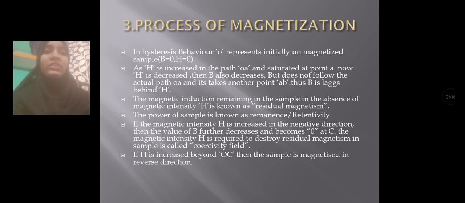The magnetic induction remaining in the sample in the absence of magnetic intensity H is known as residual magnetism. The power of the sample to retain it is known as remanence or retentivity. If the magnetic intensity H is increased in the negative direction, then the value of B further decreases and becomes 0 at C. The magnetic intensity H required to destroy residual magnetism is called the coercivity field. If H is increased beyond OC, then the sample is magnetized in the reverse direction.